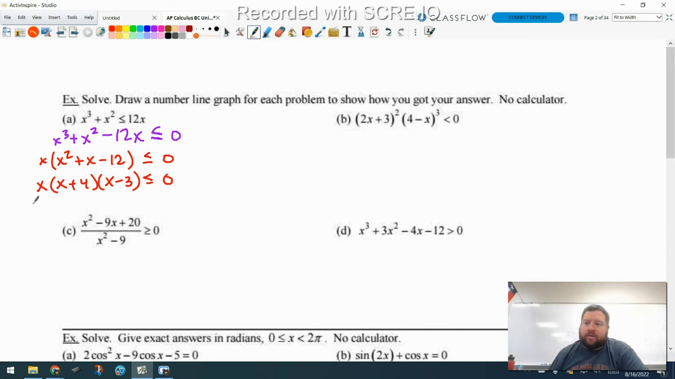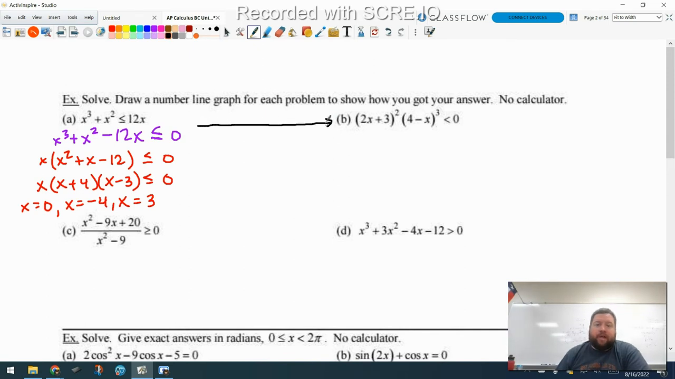All right, and this is where we're going to pretend it's an equal sign. We're going to call these critical numbers: x equals 0, x equals negative 4, and x equals 3. It's the 3 values that make our factors 0. All right, now here's where the number line happens. So this is how we're going to determine what our actual answer is for the inequality. So put these 3 numbers on a number line. Make sure you put them in the right order, negative 4, 0, and 3.